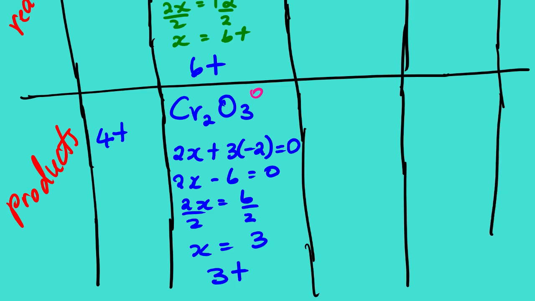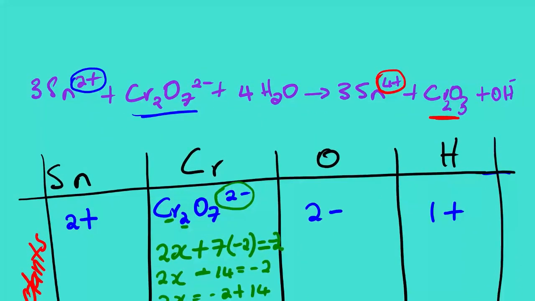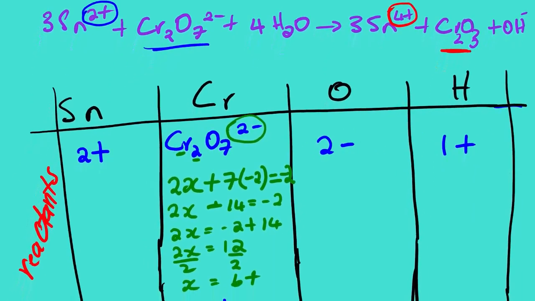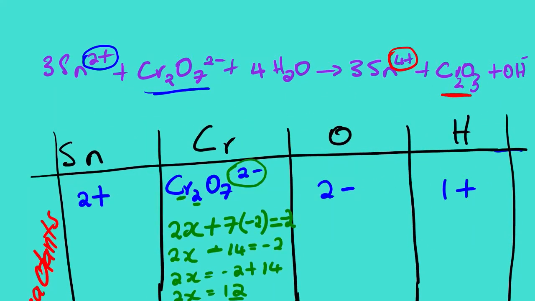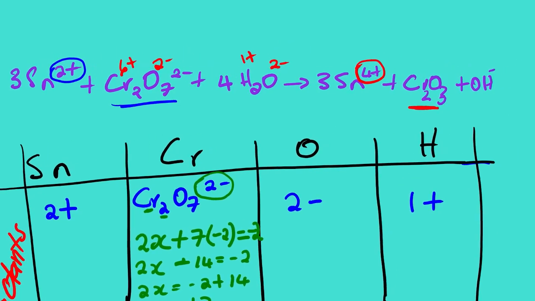Oxidation number of oxygen is 2 minus, don't change. Oxidation number of hydrogen is 1 plus, since we don't have any metal hydrides on the reactants or on the products. Now we can look at this equation. So the oxidation number of chromium in this molecule is 6 plus. Then oxygen is 2 minus. Hydrogen is 1 plus. Oxygen is 2 minus.